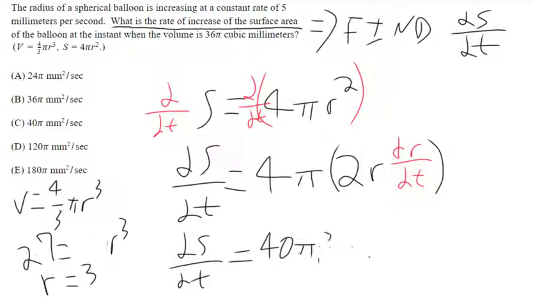So we'll multiply by 3, and this equals 120 pi. And the units for that are going to be millimeters squared per second, as we can see in our answer choices. So the answer is going to be choice D.